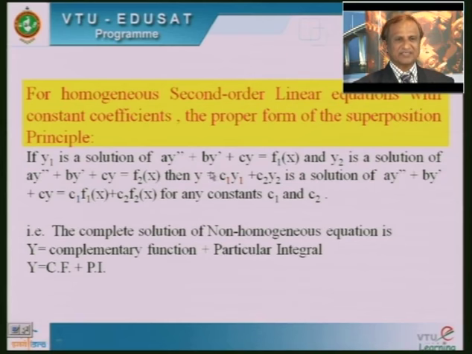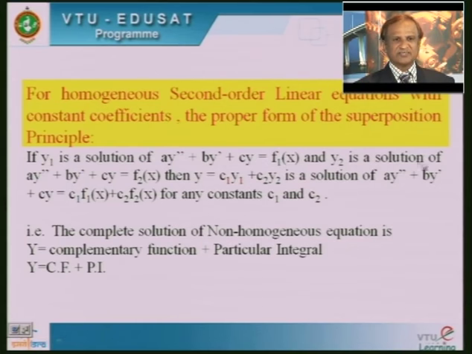Now, before solving the example, I wanted to give some information about the superposition principle, because we are going to use it while writing the general solution. So, if y1 is a solution of a y double prime plus b y single prime plus c y equal to f1 of x, then when we observe this equation, we immediately know that it is a non-homogeneous differential equation, because it contains derivatives and the right hand side member f1 of x is not equal to 0.